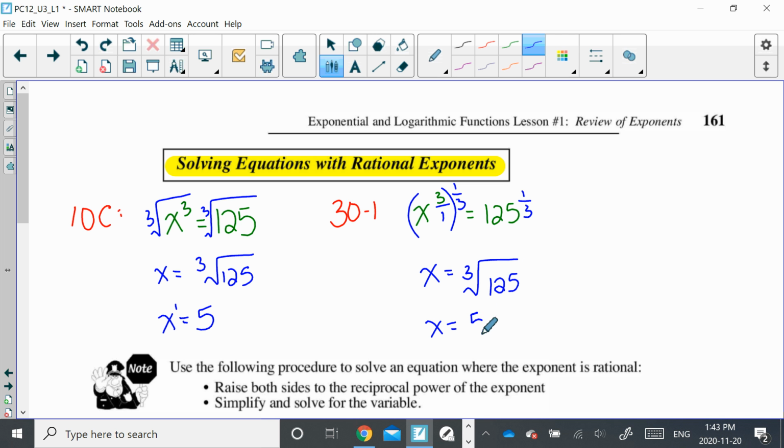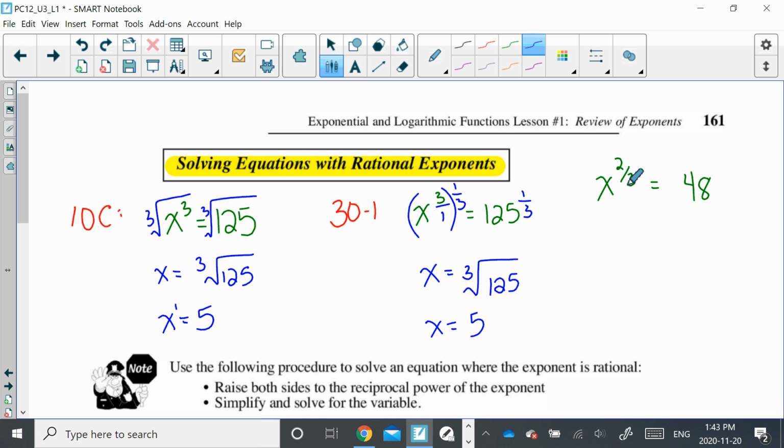So you might say to me, okay, Mrs. King, why would we do this when I understand this? And I'd say, okay, that's true, right? This is nice and easy. But what would you do if I gave you x to the 2/3 is equal to 48, let's say? And I said, solve this for me. How would you get rid of this?